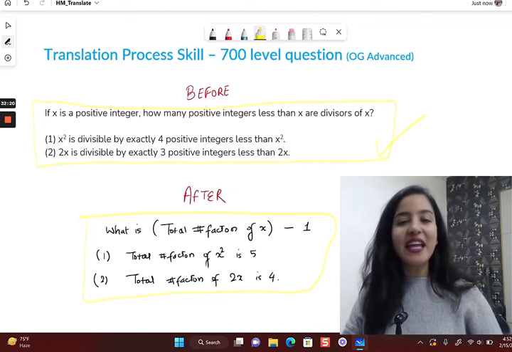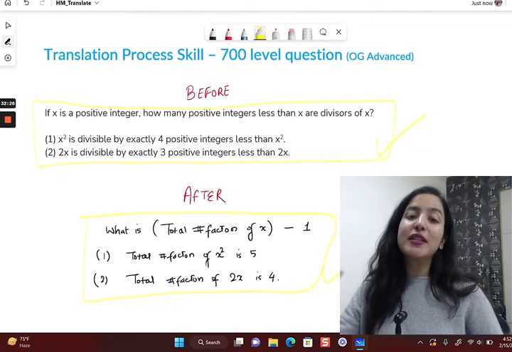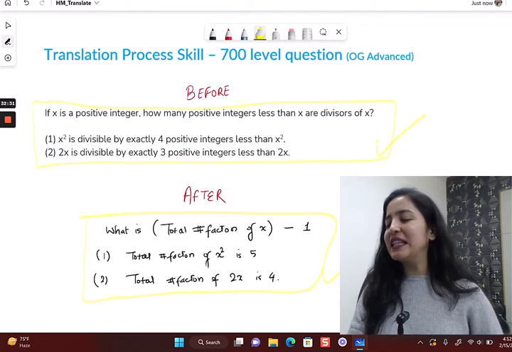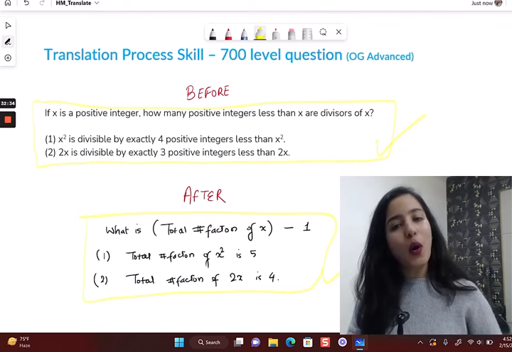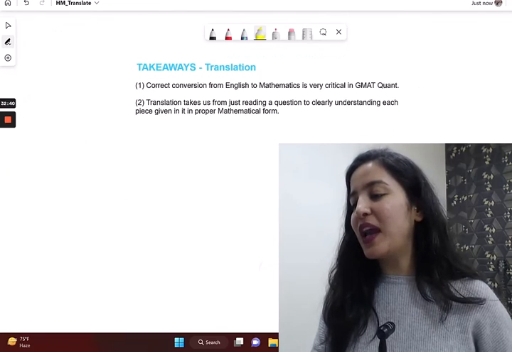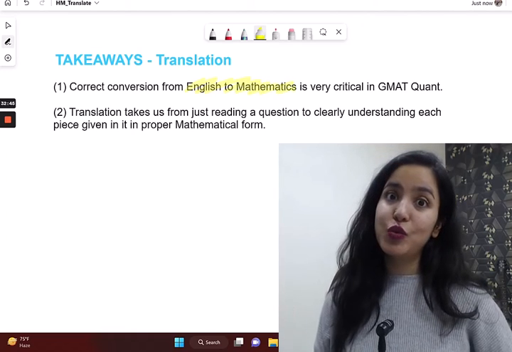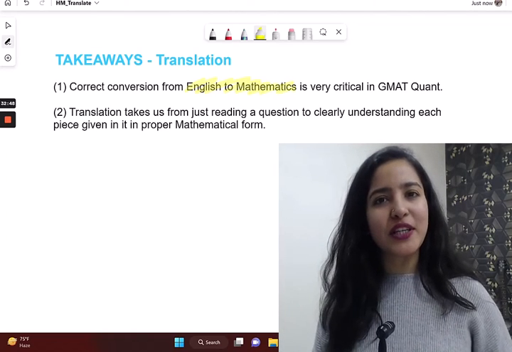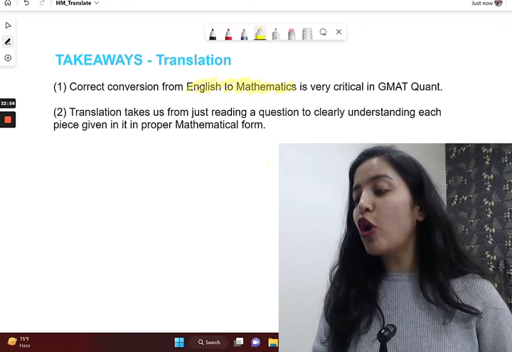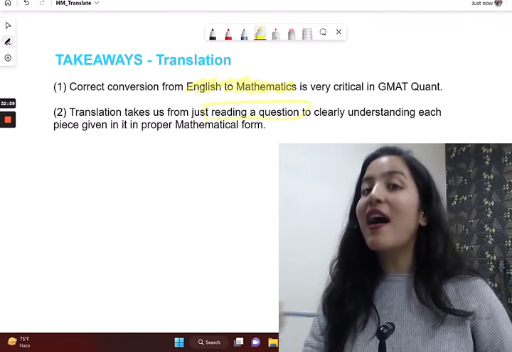This question here is very difficult, but the translated question is straightforward. It's just an application of the concept that you know. We did the review together, now you know the concept. So the key to making this difficult question easy was to master the process skill of translate. Here are my takeaways for you now. You have to correctly translate from English to math as you read a question. Every part in a question that you read, simultaneously move from English to math. You will stop just reading a question anymore. You will read not just to read it, but to understand it.